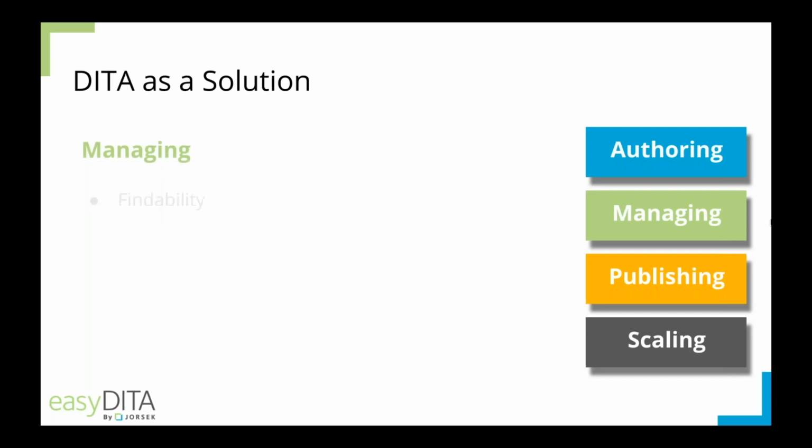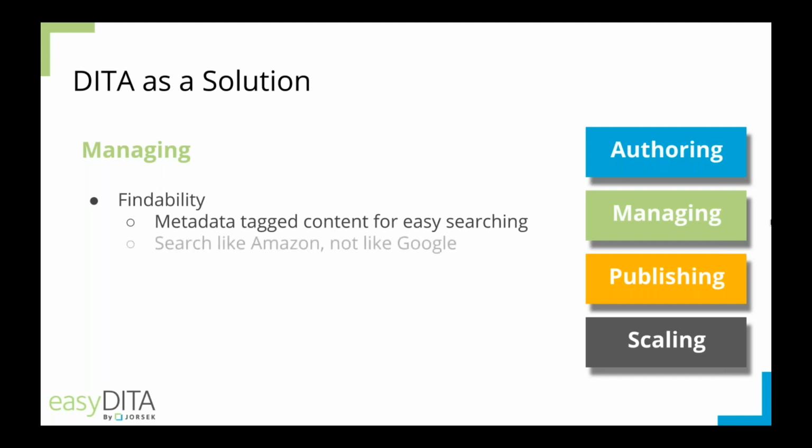Now also for managing, the findability. Remember how I said that 20% of time for interaction workers was spent just trying to find the content that they already knew about? Well, if you have a properly managed single source with DITA, you can also use metadata to tag content for easy searching. We like to say that you want your search to look like Amazon, not like Google. That's not to disparage Google. Obviously, Google has done pretty well in terms of the searching landscape. But the difference is that if you know exactly what you're looking for and you know different factors about it, Amazon is a better way to find that type of thing.